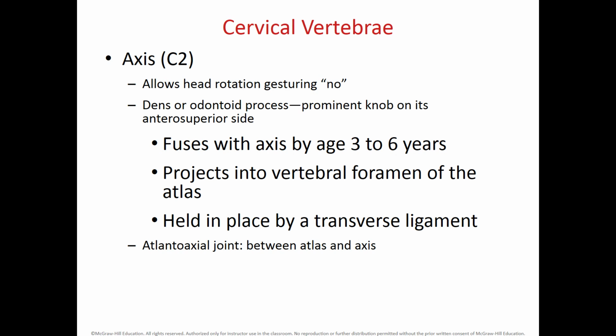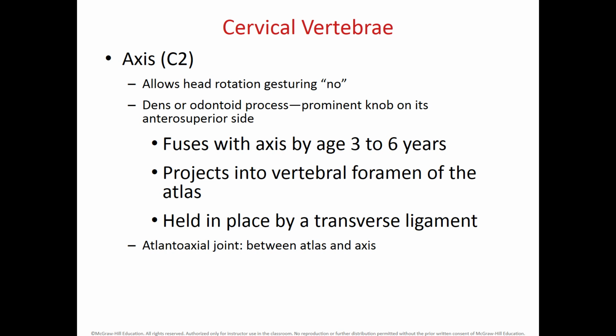The axis, or C2, is a tiny vertebra, but it's very important because in the superior part of its body has a pointed projection that is called the dens or odontoid process. This odontoid process articulates with the atlas, forming the atlanto-axial joint. And it is held by ligaments into the atlas so that you can rotate your head saying no.